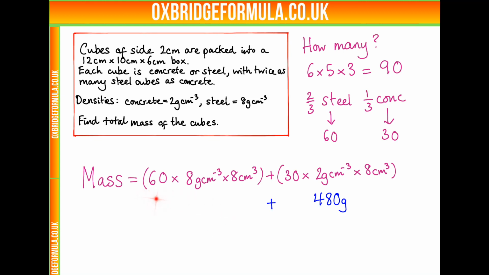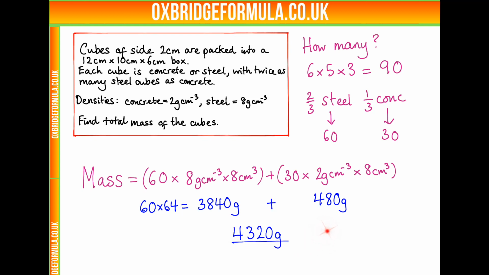So if we see this as 60 times 64, then we can get 3,600, add 240, so 3,840 grams. And then if we add these all together, we get 4,320 grams. So this is the total mass of the cubes.